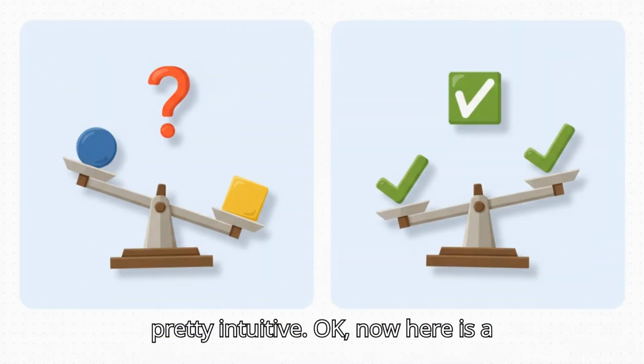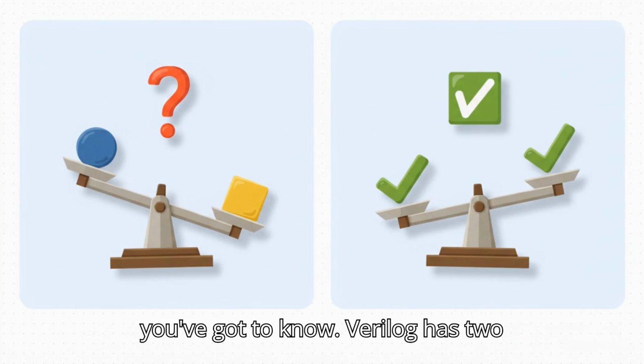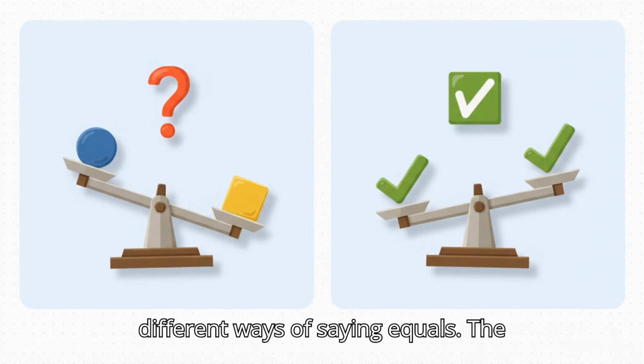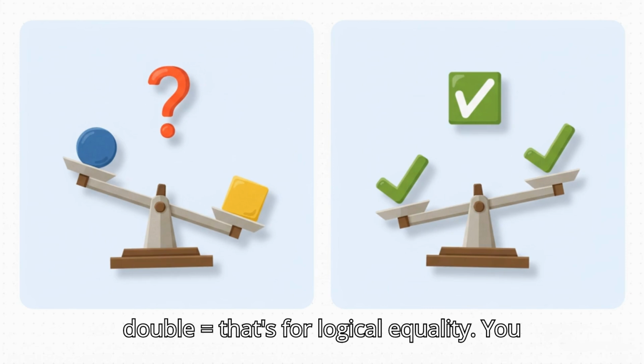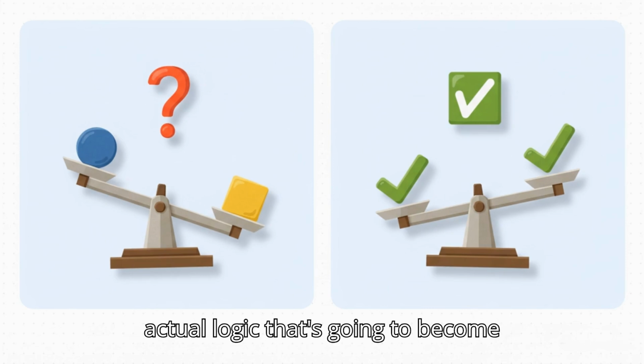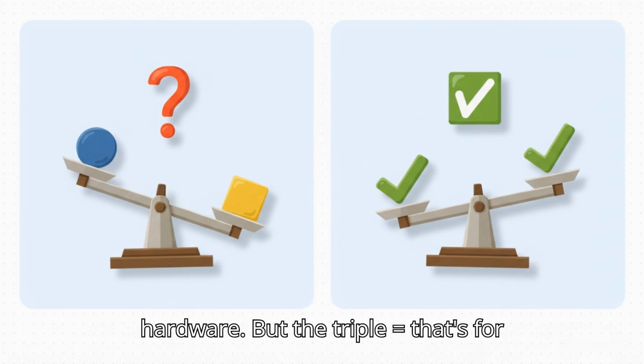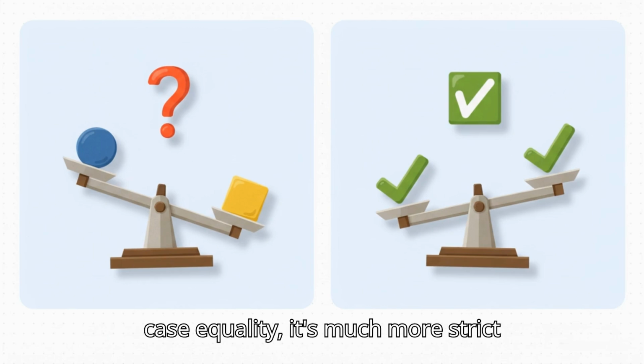Okay, now here is a subtle but really, really critical detail you gotta know. Verilog has 2 different ways of saying equals. The double equals sign, that's for logical equality. You use this when you're describing the actual logic that's going to become hardware. But the triple equals sign, that's for case equality.